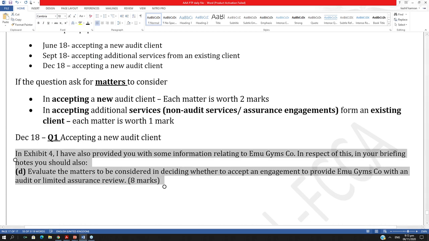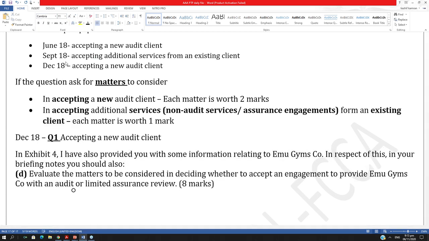Okay, is the examiner telling us that we have to go to exhibit 4 for the answer? Will we find the answer of the matters in exhibit 4 or elsewhere? We'll find the answer of the matters in exhibit 4, right? In exhibit 4, we have some information relating to Emu Gyms Company. So where do we have the information about Emu Gyms Company? In exhibit 4. So we should read that information about Emu Gyms to decide what matters to consider in accepting the new audit client Emu Gyms, right?